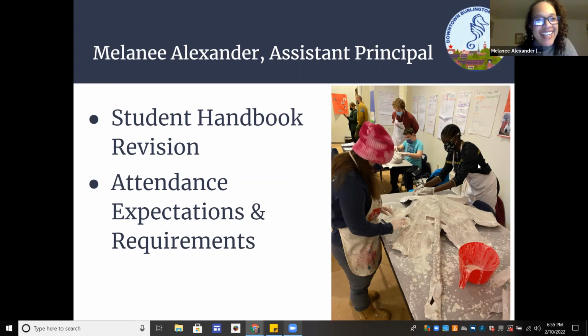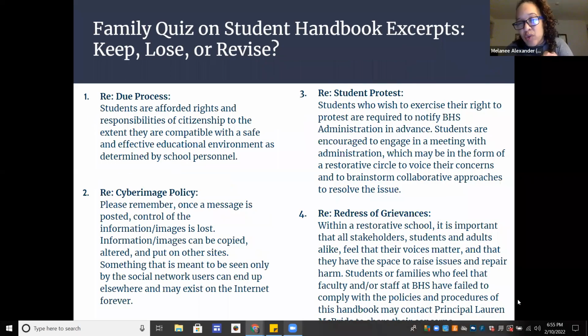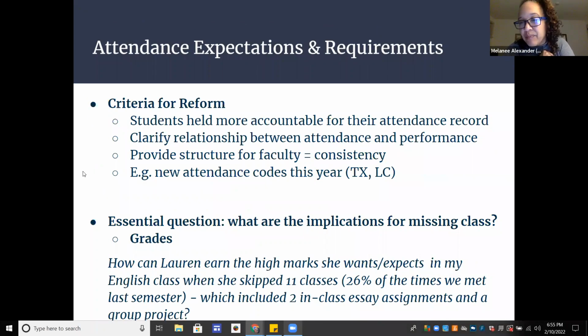Great. So again, hi, I'm Melanie. Aside from all the other things that assistant principals do in terms of making relationships and engaging parents, I'm working on two major initiatives. One is helping students and faculty revise our handbook, as well as reforming our attendance requirements and expectations. And I love the visual of really remaking what we're doing.